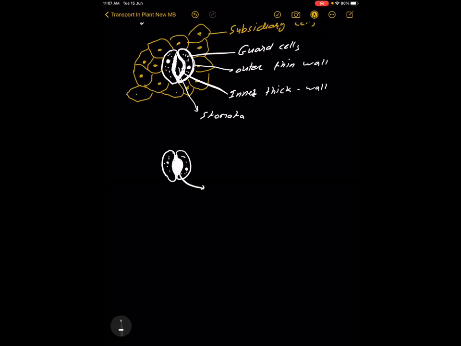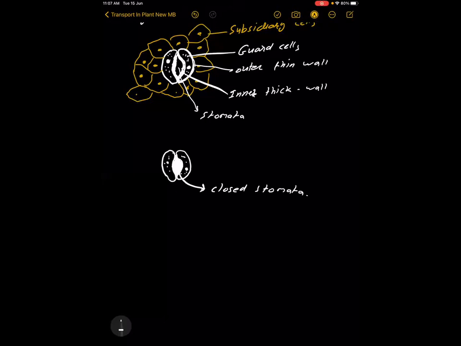Water moves out, so there is no turgidity. So stomata closed. Closed stomata in flaccid guard cells. Otherwise, if they are stretched, the stomata is open. Fine. So this is the stomata.